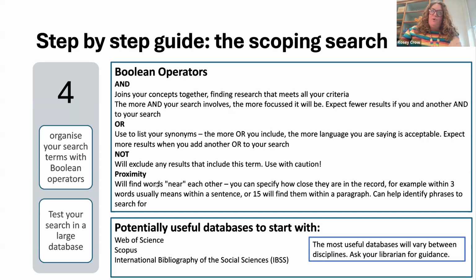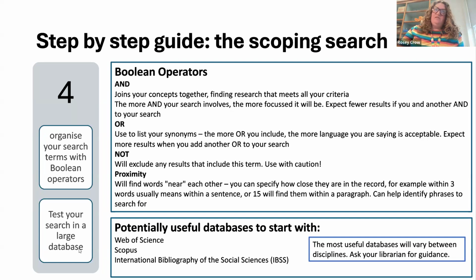Most databases also have a proximity search, which is where if words have been used near each other, so they're in the same sentence perhaps, or in the same paragraph, you can tell the database, find me examples of the word school near to the word exclusion. It can be really helpful for identifying language as well. Maybe you won't use it in your final search, but it might be a way of identifying different phrasings that you haven't considered.